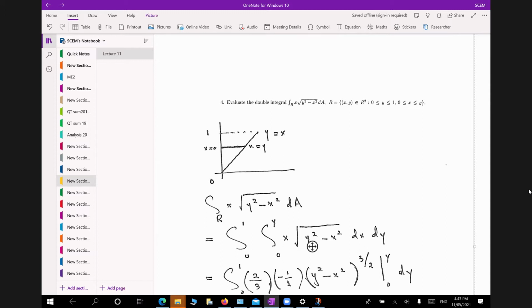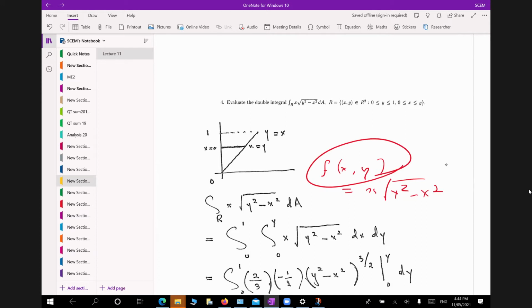Here you're asked to integrate. Now, this is really a double integral, because when you put dA, you have to integrate over R, where R is defined as y changing from 0 to 1 and x changing from 0 to y. So you have a surface, f of x, y equals x root of y squared minus x squared, and you're integrating this function over this region.